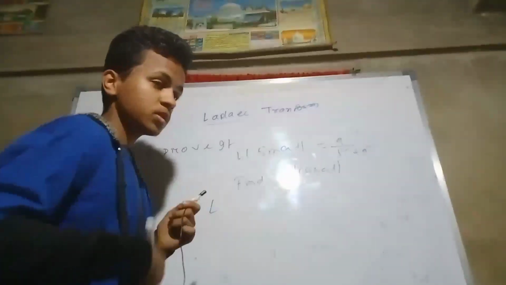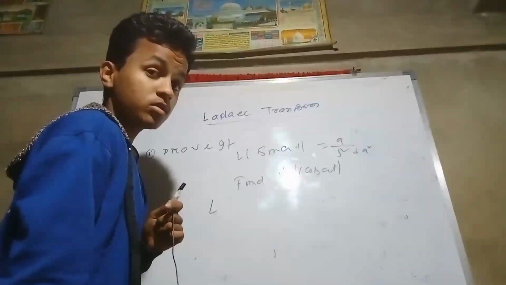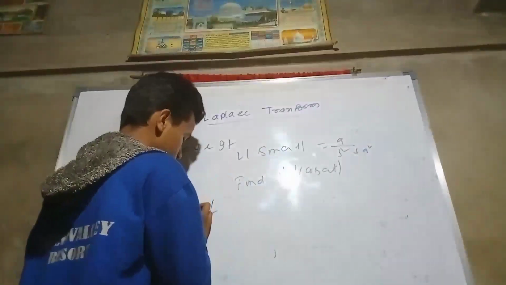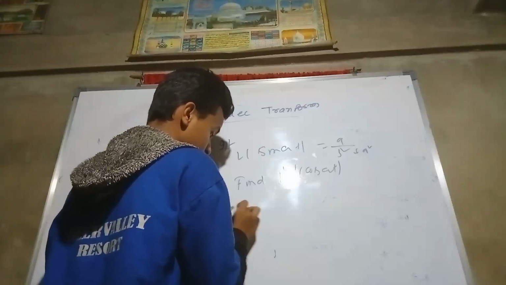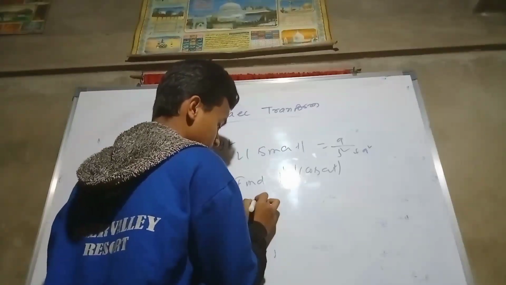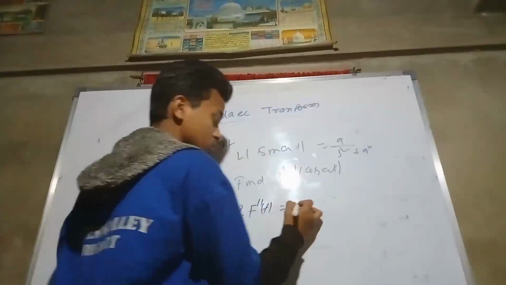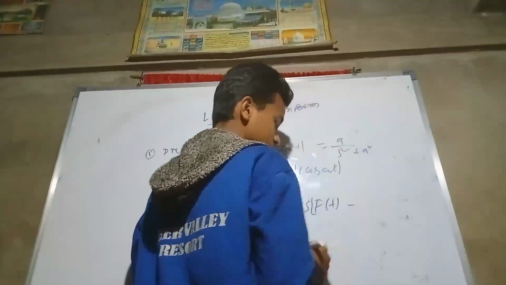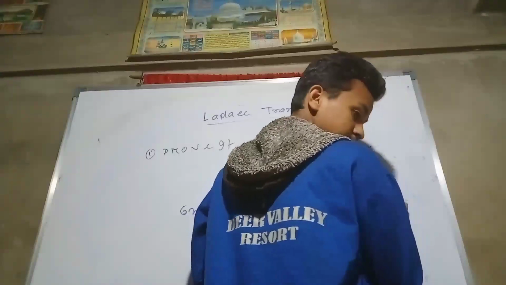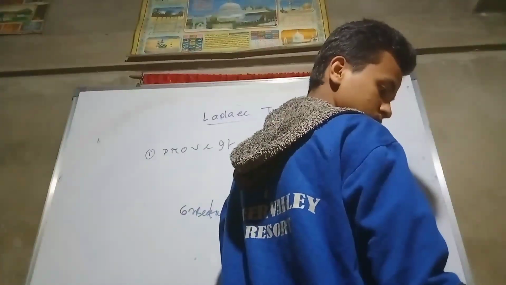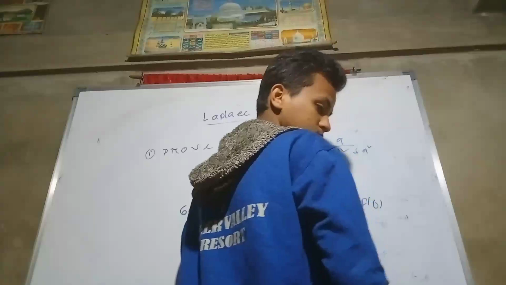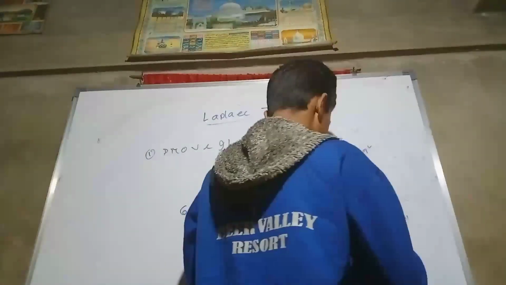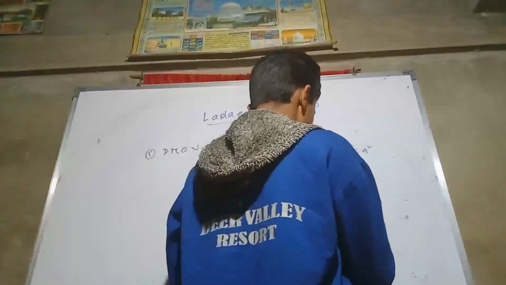I am giving some consequences of the n-th derivative of a function. So write down the consequence: the Laplace transform of f double dash t is equal to s square F of s, minus s f of 0, minus f dash 0.